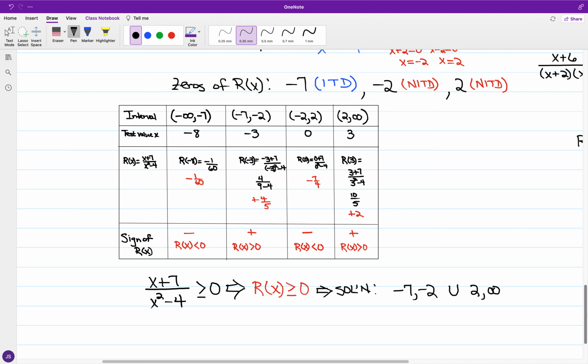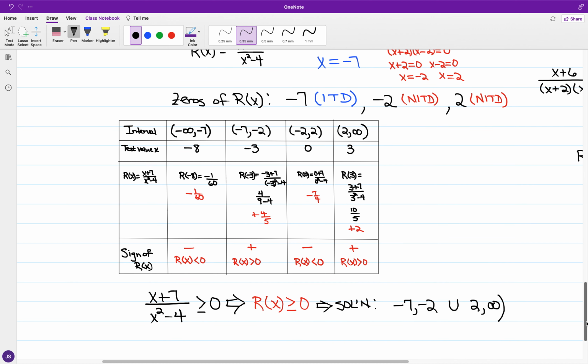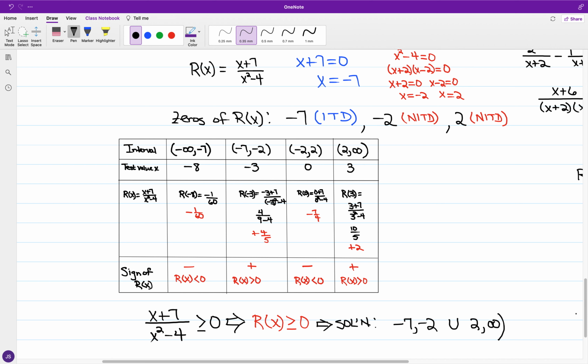Now for the enclosures, infinities are boundless, so infinity stays in the parentheses. Looking at which of the zeros will be in the domain and which will not: negative 7 is in the domain, and with the inequality inclusive of the equal sign, we have negative 7 in the bracket. Once again, negative and positive 2 are not in the domain, so those values will stay in parentheses. And so this will be your interval solution.